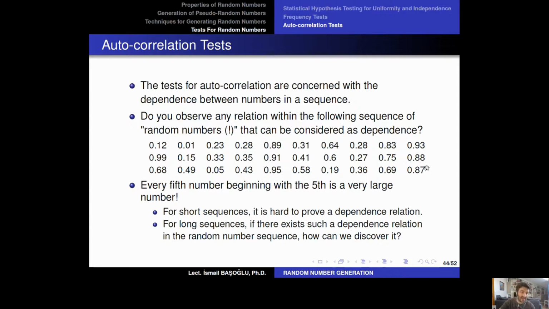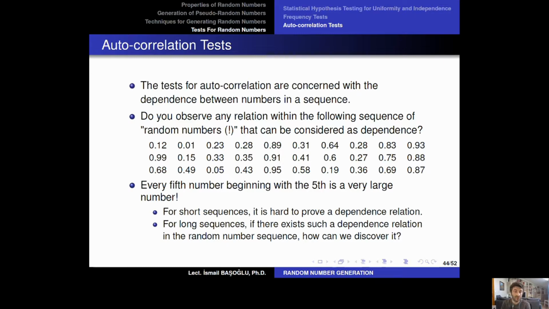So actually, this is a kind of dependence that we need to discover in the random number sequence, and such dependence is not a desired thing. For example, if you use this sequence in a simulation, to identify the inter-arrival times of the clients into a bank, this means that every fifth client is going to arrive after a very long amount of time after the previous client. Because of that reason, we do not want to have such dependent structures.